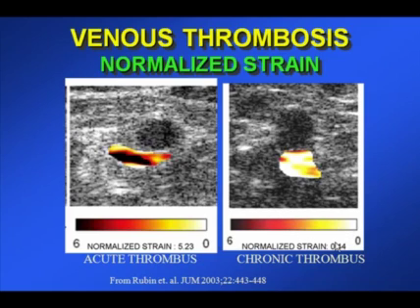On the lesion of acute thrombus on the left-hand side, you can see the calculated strain is 5.23, whereas in chronic thrombus, shown on the right-hand image, the normalized strain is only 0.14, showing stiffer thrombus on the right-hand side, consistent with chronic thrombosis.